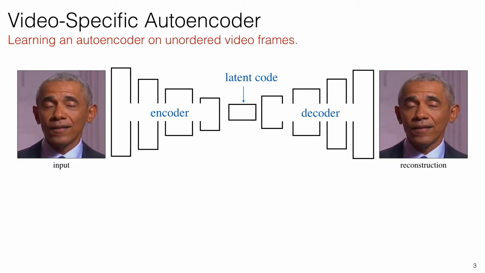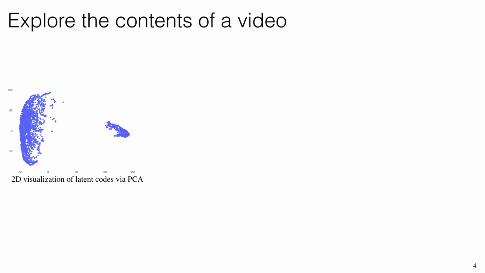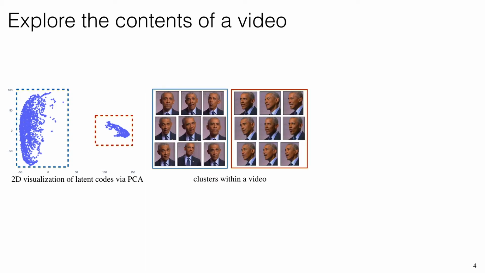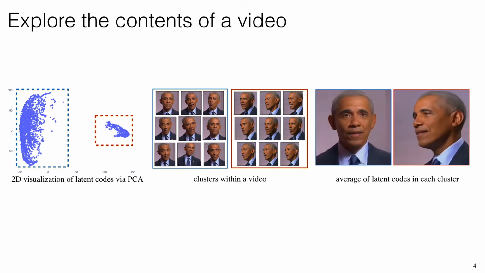We learn a video-specific autoencoder for 300 unordered video frames from a Barack Obama sequence. The trained model allows us to explore the contents of a video. A multidimensional scaling via PCA, or principal component analysis, allows us to visualize the latent codes of frames in a 2D space. Clustering via simple k-means allows us to see two clusters within a video. We can also average the latent codes of each cluster to get an average image representing each cluster.